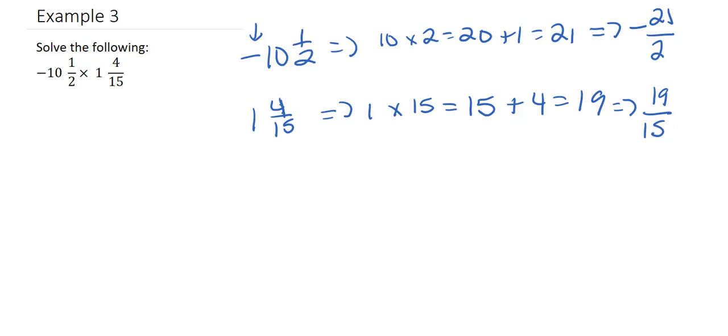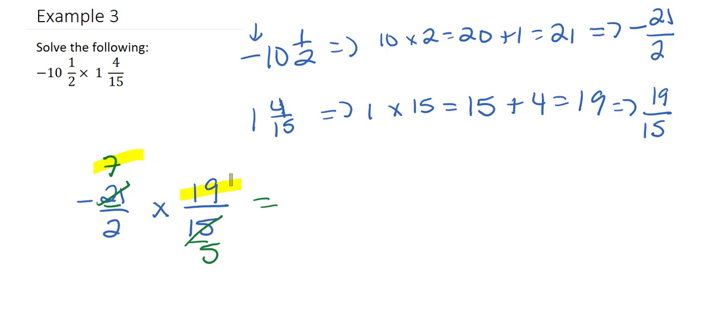Now let's go ahead and solve. So we have negative 21 over 2 times 19 over 15. And before we multiply, we notice that this is 15, this is 21. They both have a factor of 3. We can cancel out between the two. So 21 divided by 3 becomes 7. 15 divided by 3 becomes 5. Then we multiply what's on the top, and then we multiply what's on the bottom.